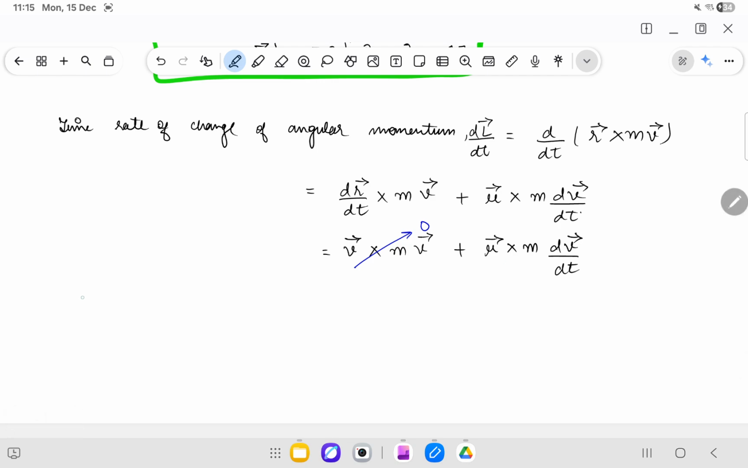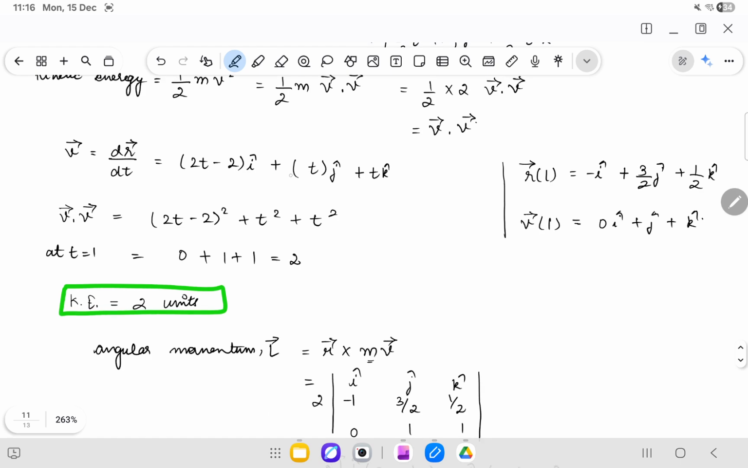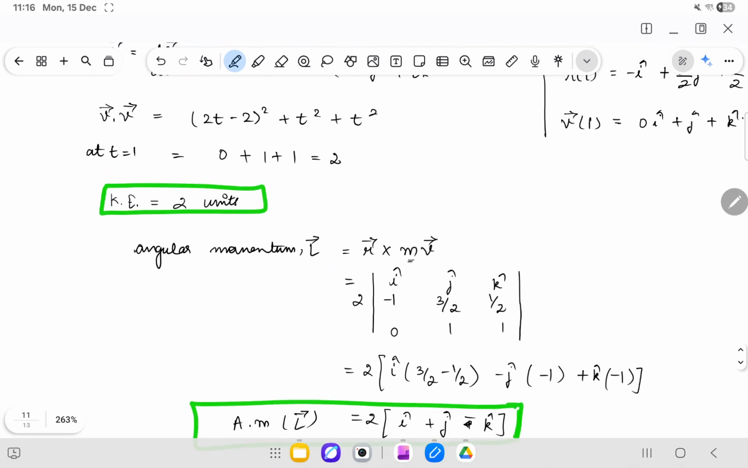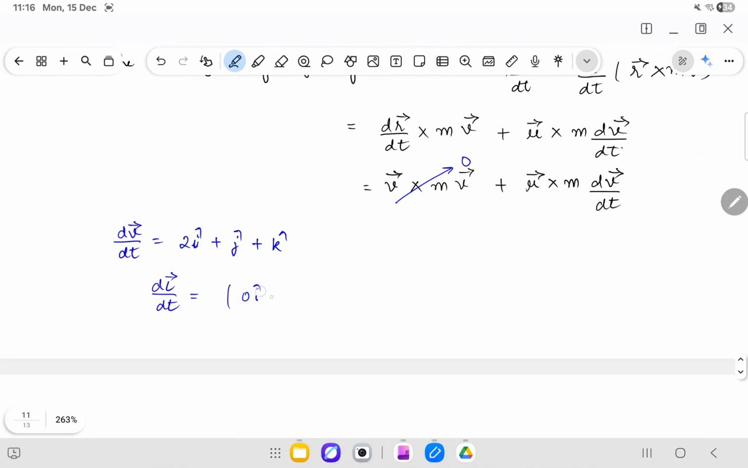So first let's evaluate dv by dt vector. It will be equal to, from here, 2 i cap plus j cap plus k cap. So dL vector by dt will be equal to r vector at t equals 1, which is 0 1 1, that is 0 i cap plus j cap plus k cap, cross product mass, that is 2 units, times dv by dt, that is 2 i cap plus j cap plus k cap.